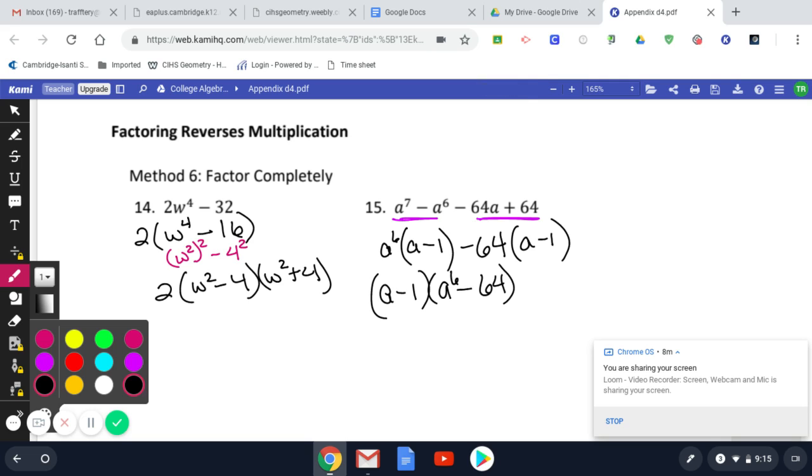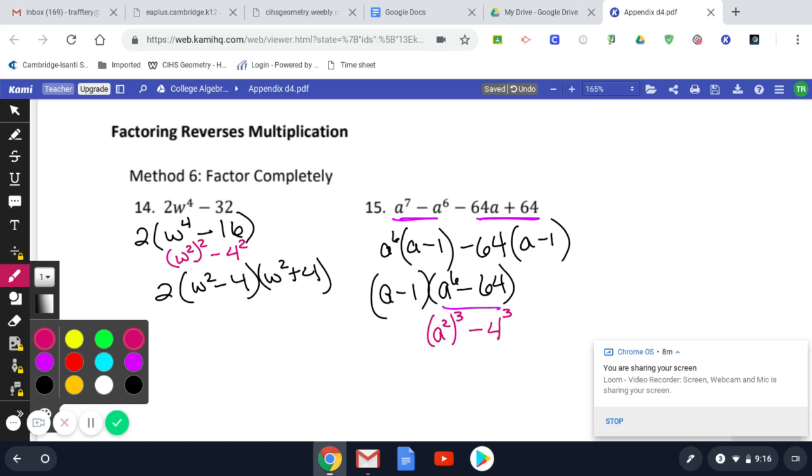So now we can see a couple things. Maybe you see this as the difference of squares. And I could totally see that as the difference of squares. Do you see that it's also the difference of cubes? And I suppose I could show it either way, but I'm going to go with the difference of cubes. Do you see how this could be a to the second cubed minus 4 cubed? Okay, that's just that piece.